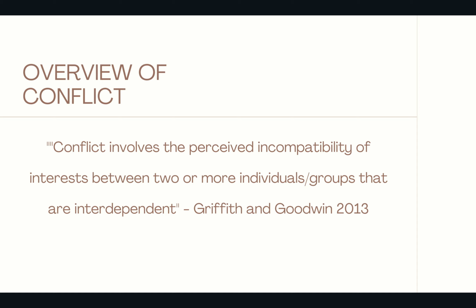effectively manage it. As explained in Chapter 1 of the Griffith and Goodwin textbook, conflict involves competition between two or more individuals or groups who are interdependent and have competing interests. We have also learned that there are different ways in which people approach conflict. This will be the focus of my presentation today.